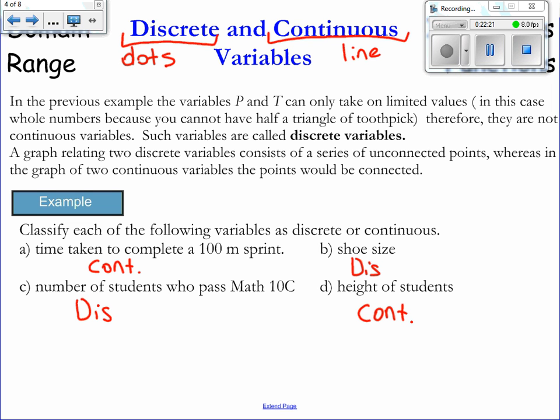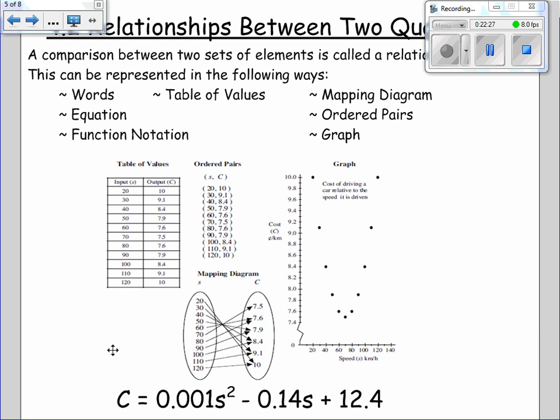Alright, we're almost done. We're going to talk about relationships between two quantities. This page shows a whole bunch of different ways that we can compare two things. So previously we talked about toothpicks and triangles, and we represented it using a table of values. We also represented it using a graph, but there's many other things you can do. So here's an example of a table of values.